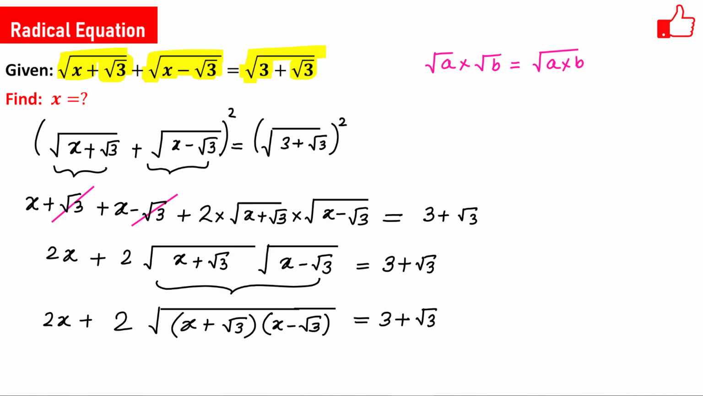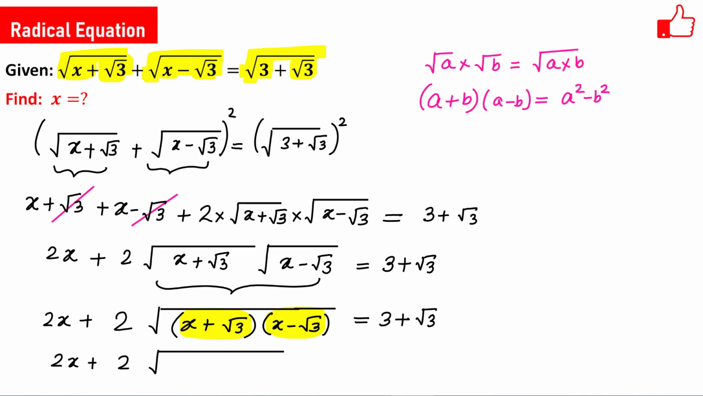Now, what is this term? This is a plus b and this is a minus b. So, a plus b into a minus b is what? If you remember this formula, this equals a square minus b square. So let us use that. We will have 2x plus 2 times square root of a square minus b square. So this becomes x square minus root 3 square, that is simply 3, and this equals 3 plus root 3.